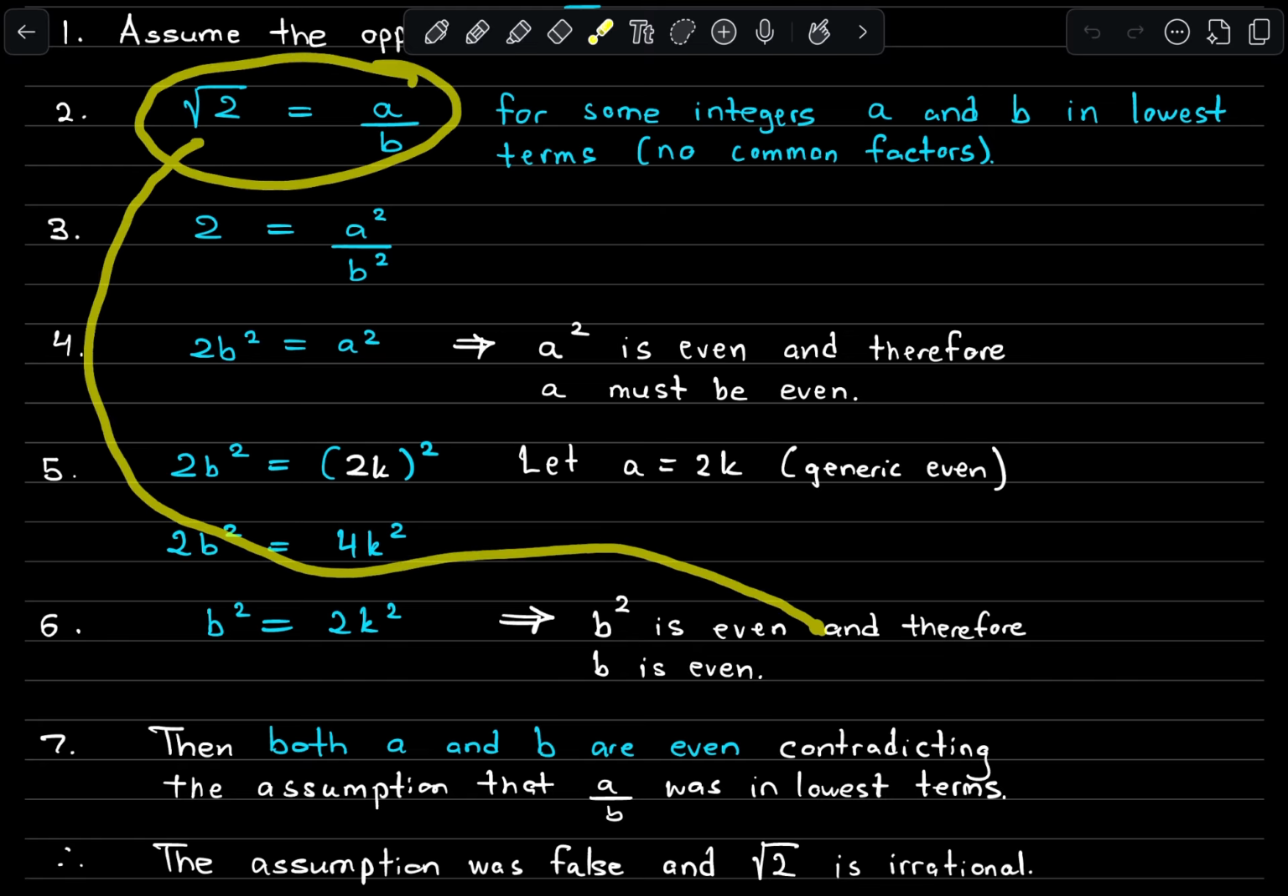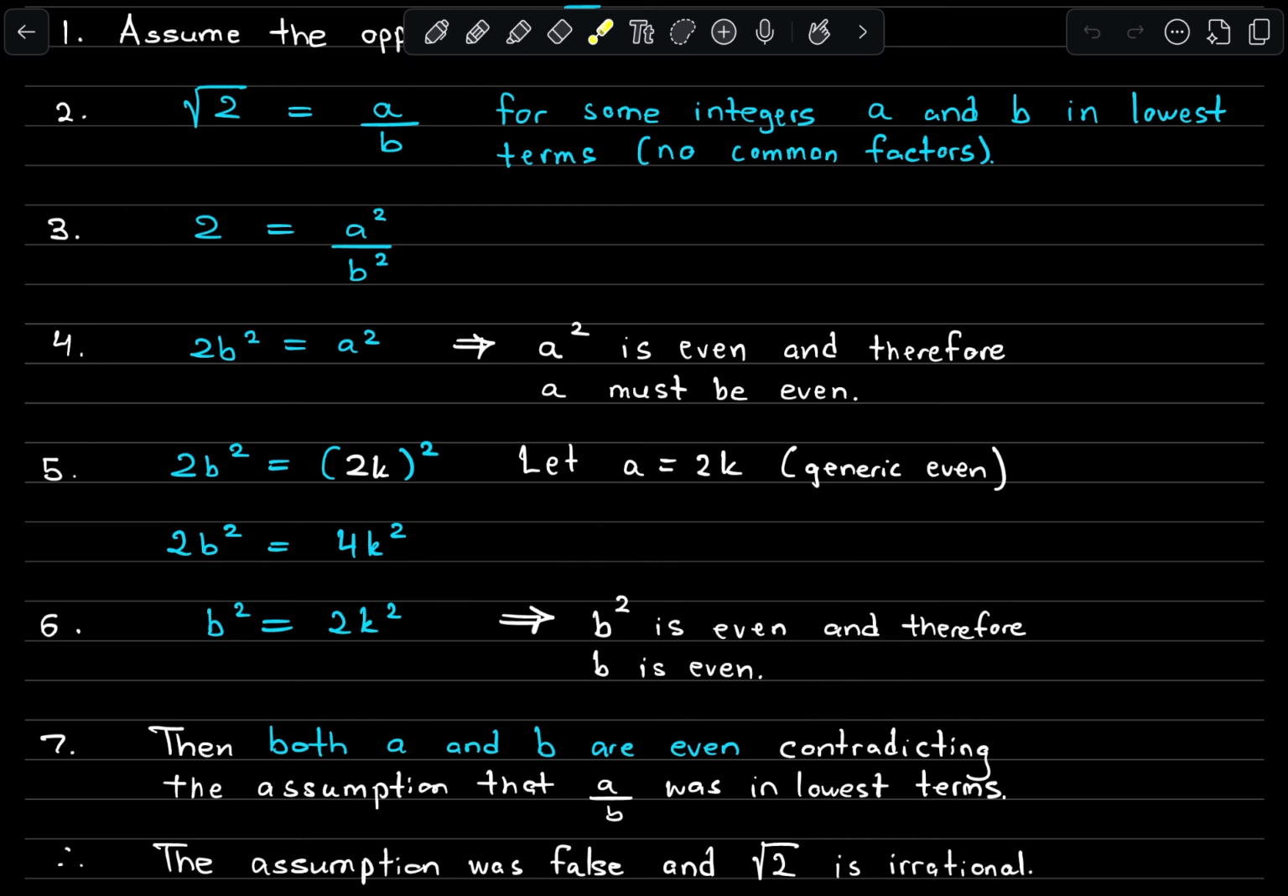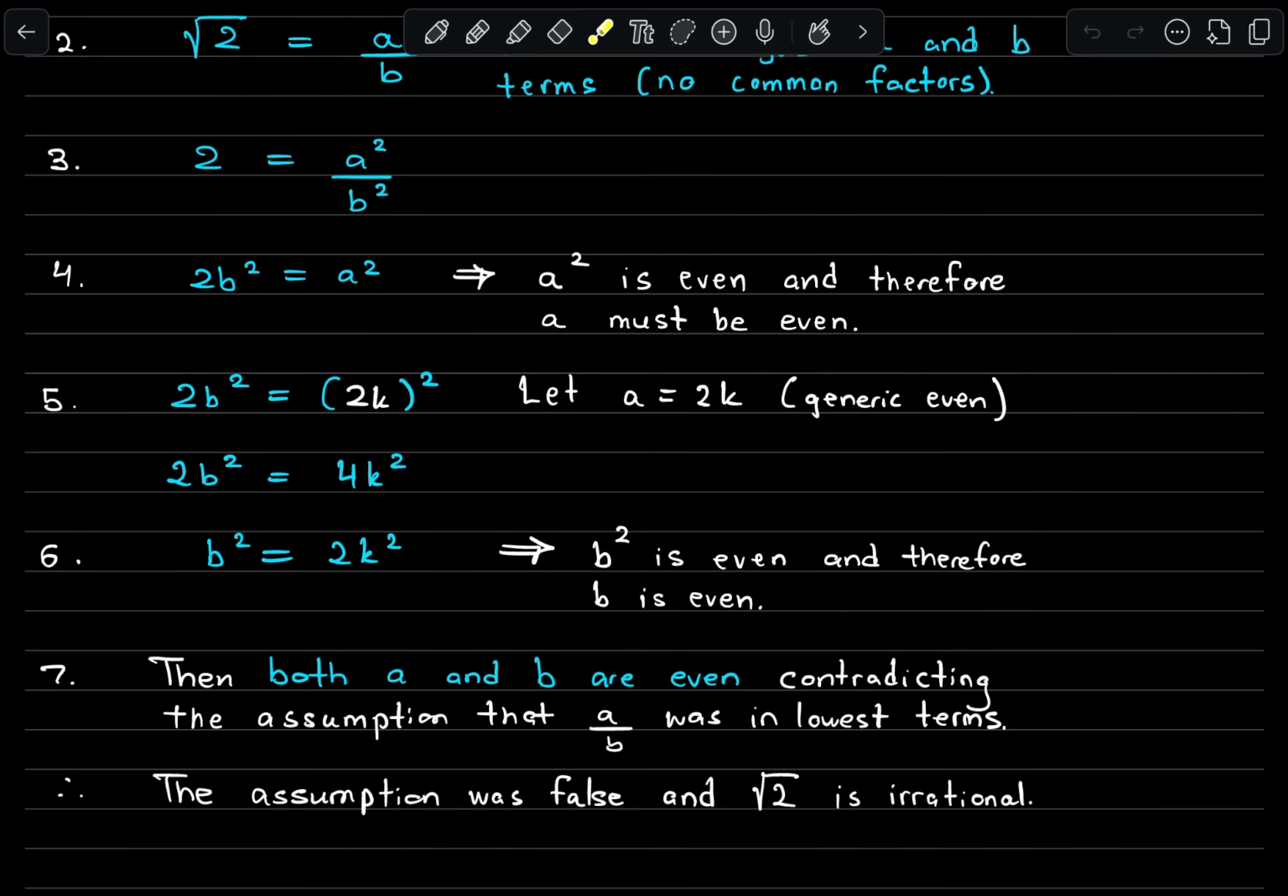Therefore, this assumption led us to a contradiction. And therefore, that assumption must be false and its opposite must be true. The square root of 2 cannot be represented in this fashion. It cannot be represented as a ratio of A and B in lowest terms. Therefore, it is an irrational number.